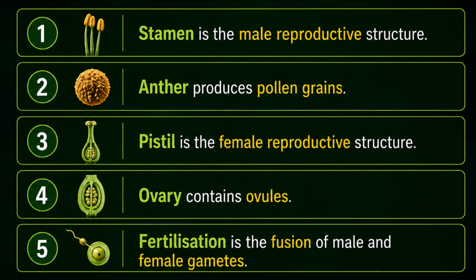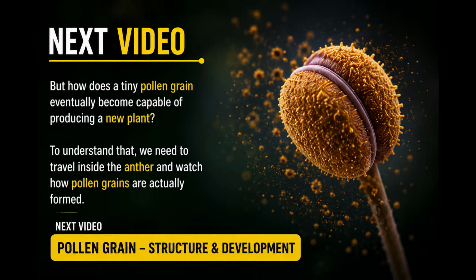Remember these 5 points because they form the foundation for everything we will study next. But we have only just begun. We now know that pollen grains are produced inside the anther. But what exactly is a pollen grain?